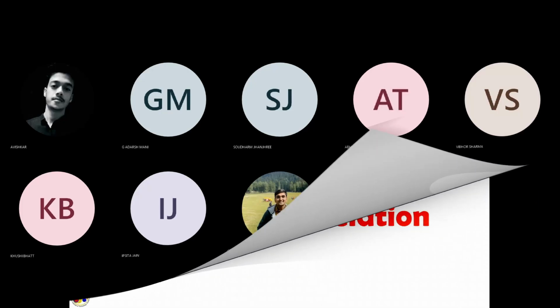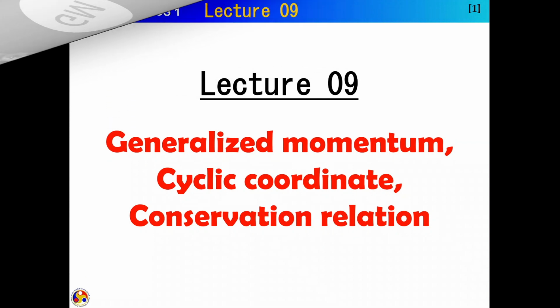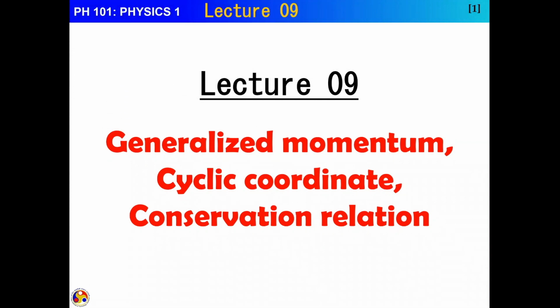So welcome to lecture 9 in the second part of the classical mechanics. In this lecture, we will try to cover the generalized momentum, cyclic coordinate and conservation relation.